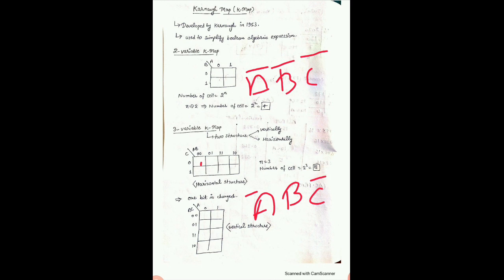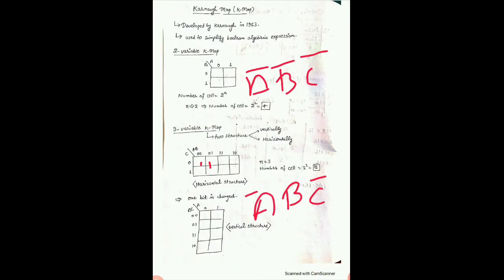Suppose you have to highlight A bar, B and C complement. So A bar, B is the second cell and C complement is the first cell. In this way you can highlight the cell. Okay, this is understood. But you can use any configuration for 3 variables, either horizontal structure or vertical structure. There is no variation, the answer remains the same in both cases.